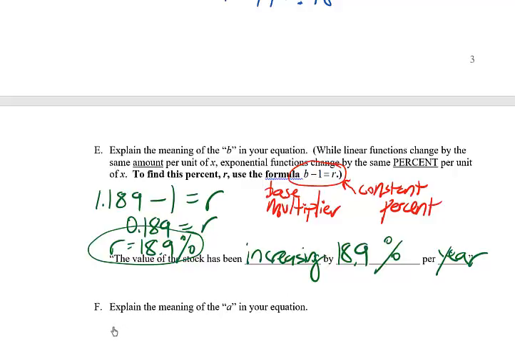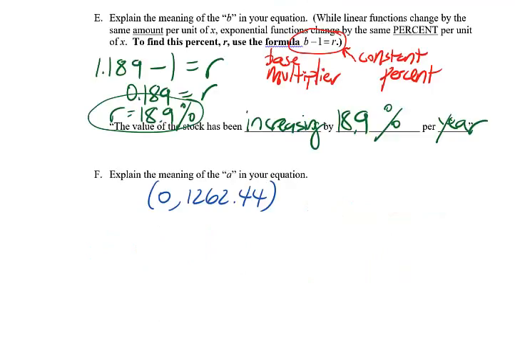Finally, letter F, we're being asked to explain the meaning of the a. Well, this is very straightforward. A is the y-intercept. Maybe it would be helpful if I wrote it as an ordered pair. That would be 0, 1262.44. Well, the meaning statement just needs to take into account the year and the money.